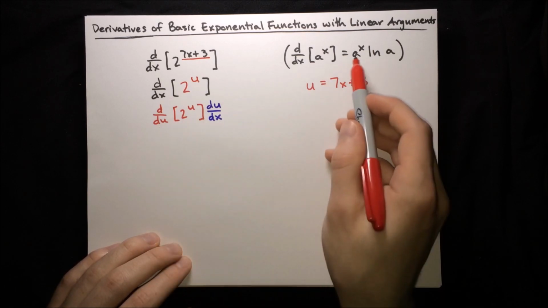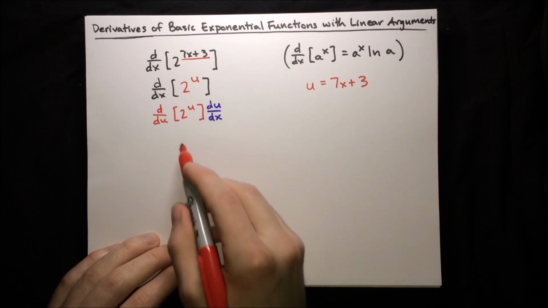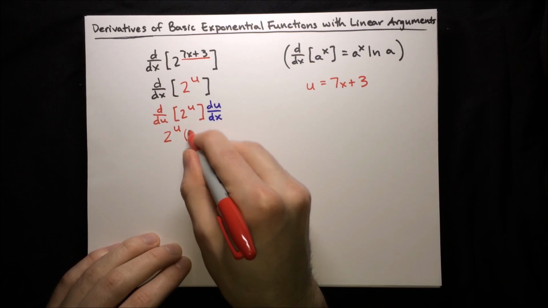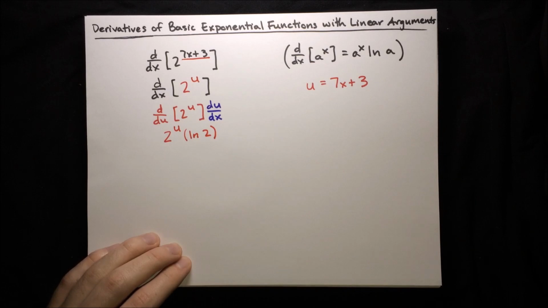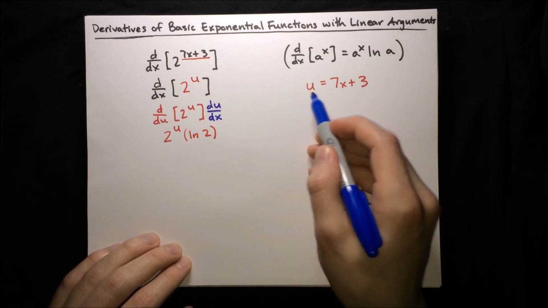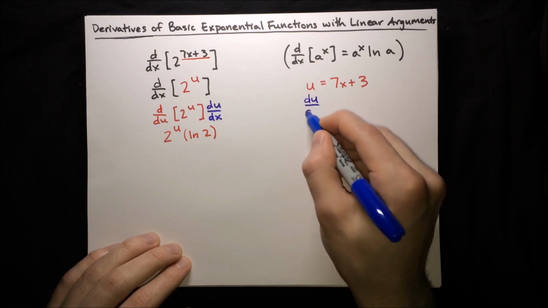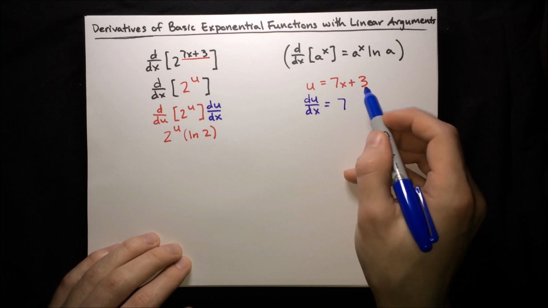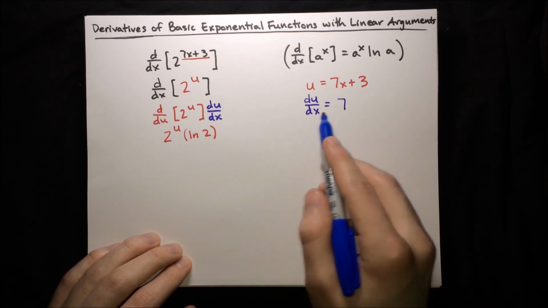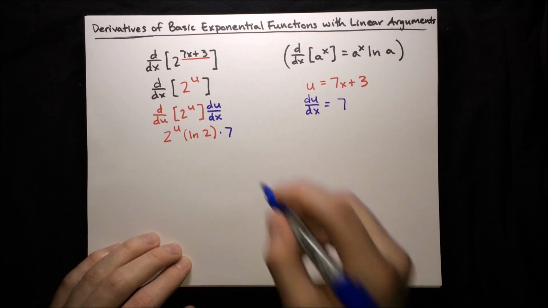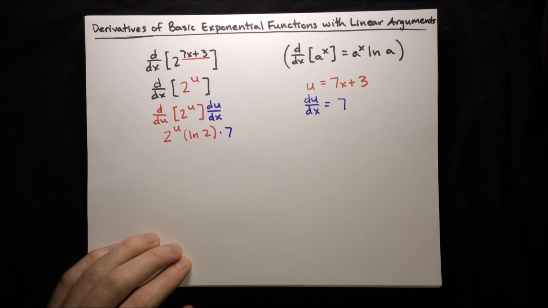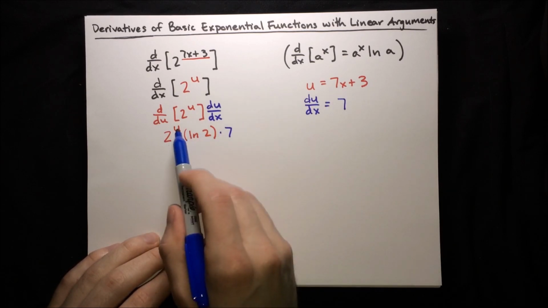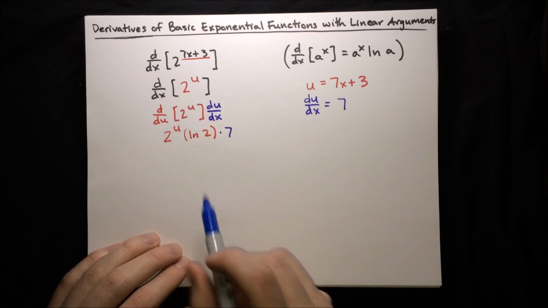So let's start out just applying this rule. Here a is 2, and the result is just 2 to the u times natural log of 2. And then du dx, we can look to our expression for u here, taking the derivative with respect to x. Derivative of 7x is just 7, and derivative of 3 is just 0 because 3 is a constant. So du dx is just 7, and we'll plug that in here. And now we can go ahead and simplify our expression and substitute for u again in terms of x. We want our answer in terms of x because that's what we started with.